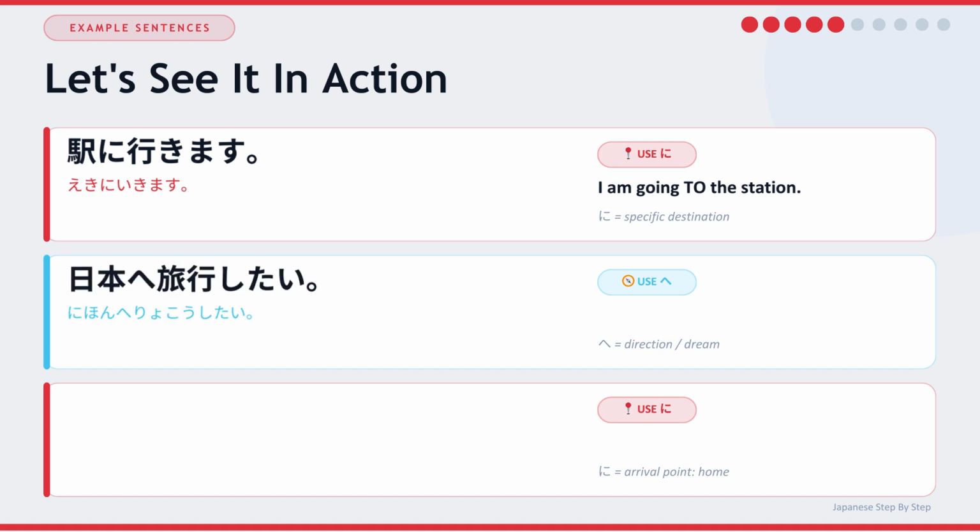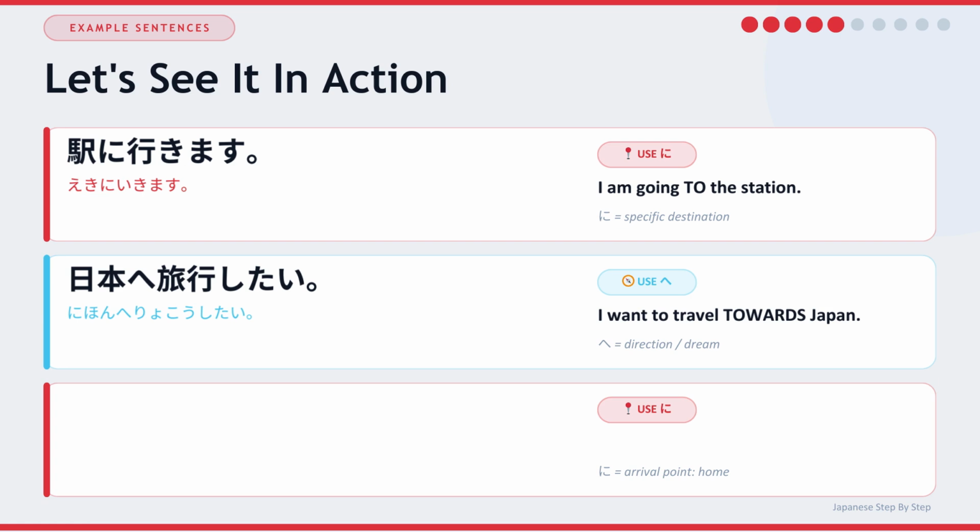日本へ旅行したい。 I want to travel towards Japan. He feels more natural here because you're expressing a dream, a direction, not a fixed plan. You're not saying I have a ticket and I'm arriving Tuesday. You're saying Japan is the direction my heart is pointing.